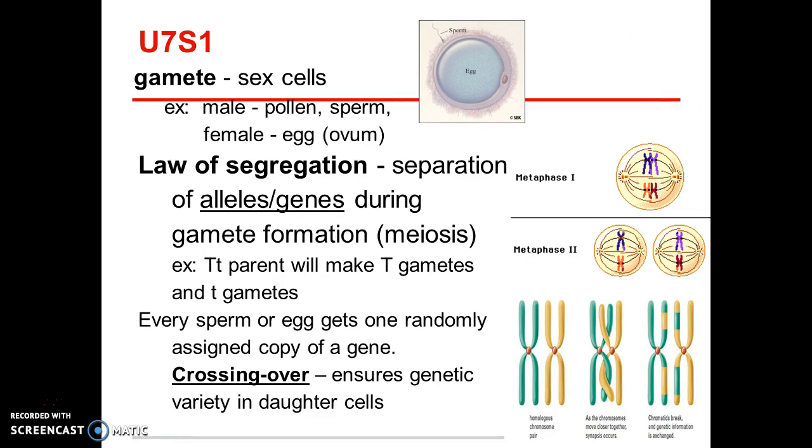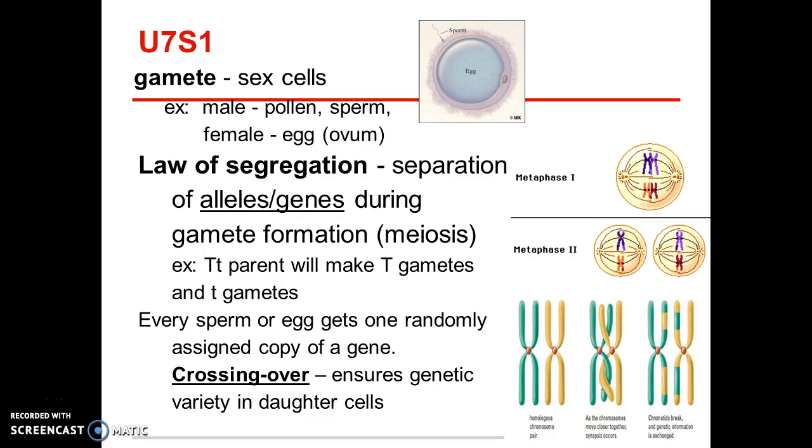Gamete is a review as well. A gamete is the sex cell. Okay, so for the males, in plants we have pollen, and in animals we have sperm. With females we have egg or ovum. Here's a picture of a human egg and a sperm. Now we also learned about mitosis and meiosis. Meiosis is the process that forms the sex cells.